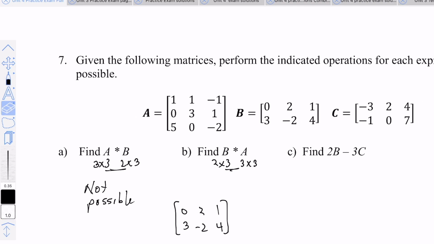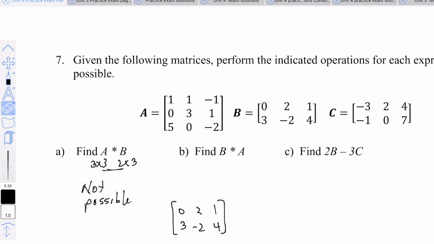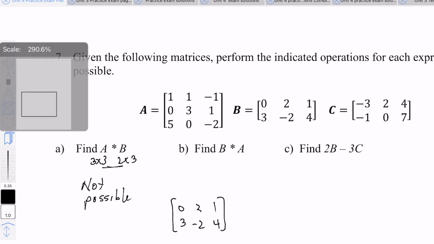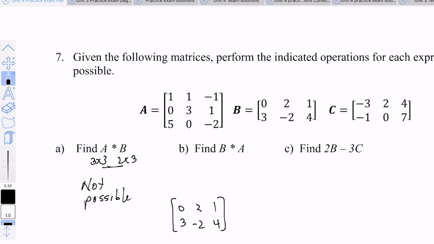I'm going to set it up using the method, I think the second way I showed you. It's the same process, really. It's just a slightly different way of setting up the problem. So I'm going to write the second matrix here above it. And then the solution, or the product, will go here. We've got 6 spots for entries.